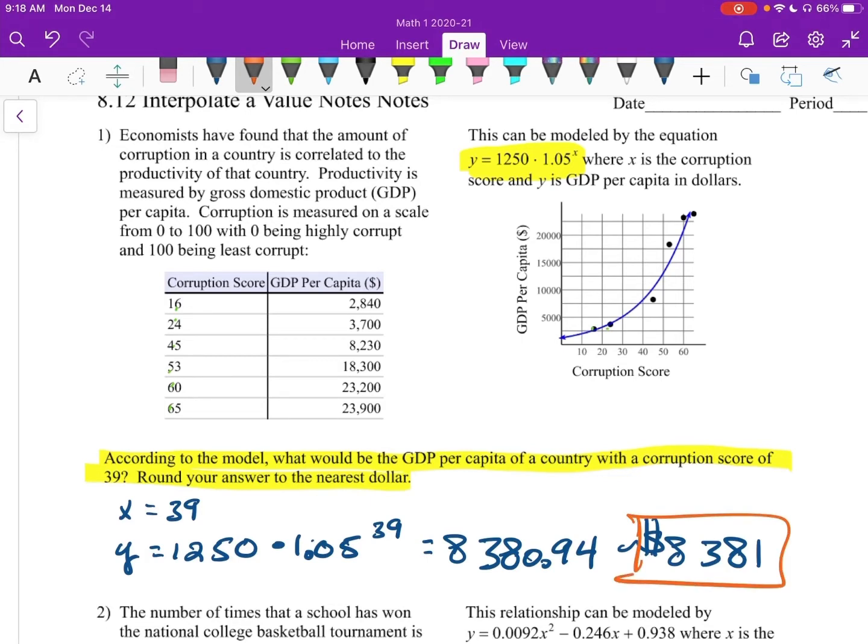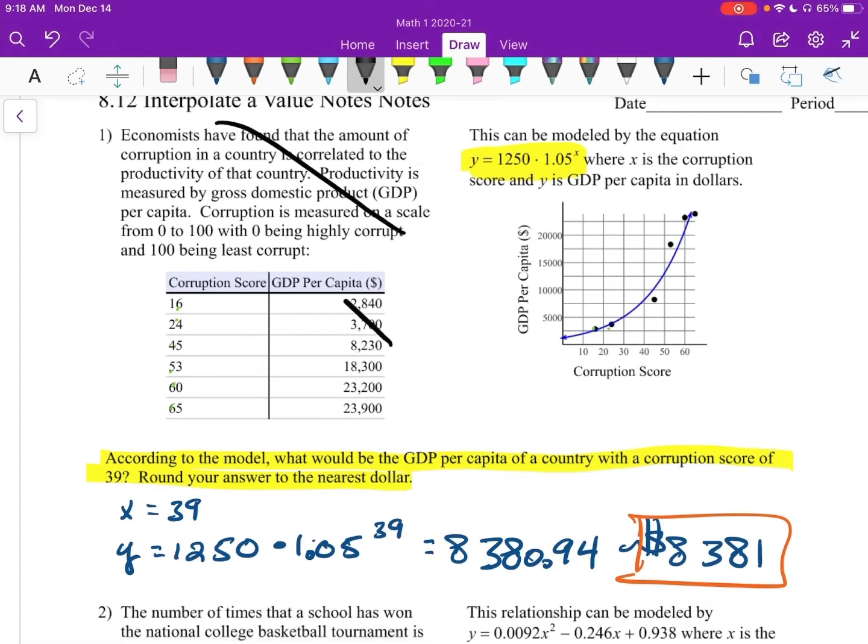All we did there was we used the equation they found, the best fit curve, and we plugged in the corruption score they wanted. And that's what we're going to do on all these. Don't make them more difficult than they need to be. There's lots of data there, and we're able to skim over a lot of it. If we had pretty well ignored all of this, we would be okay.